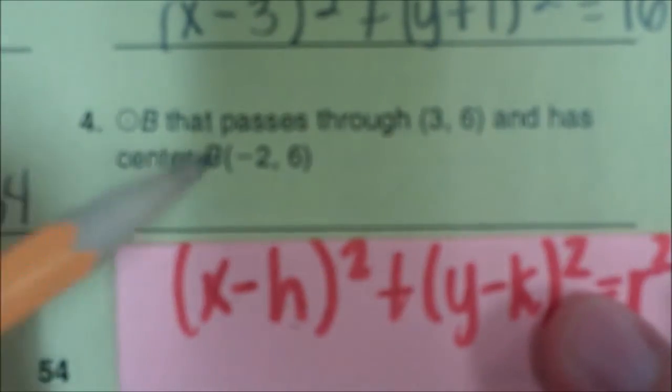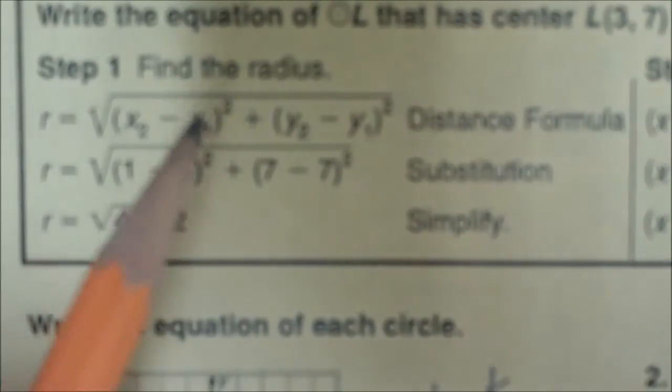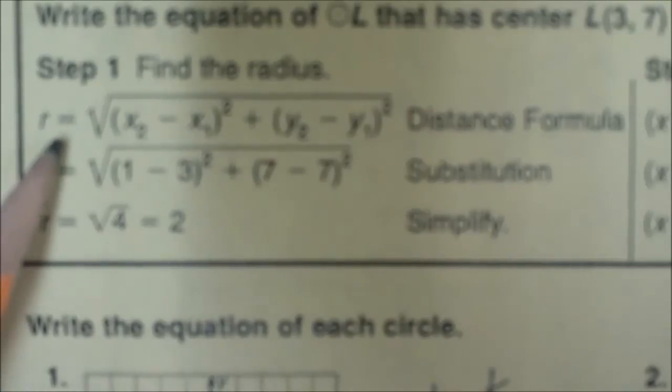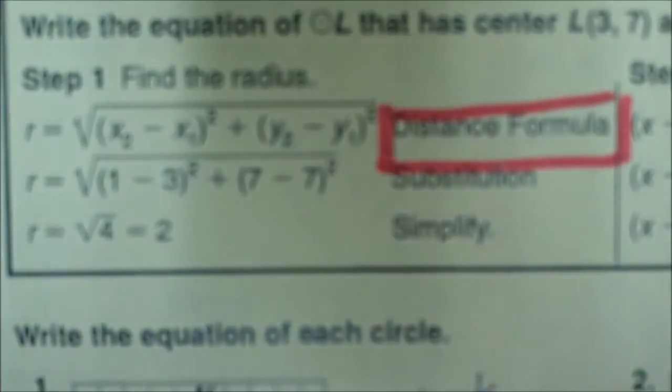Okay, number 4 is similar to the example that they give you above. So I'm going to let you try to attempt number 4 on your own. So there's an example here. First thing you'll have to do is find the radius. In order to find the radius, you'll have to use the distance formula. After you use the distance formula, then you will put your numbers into the equation.